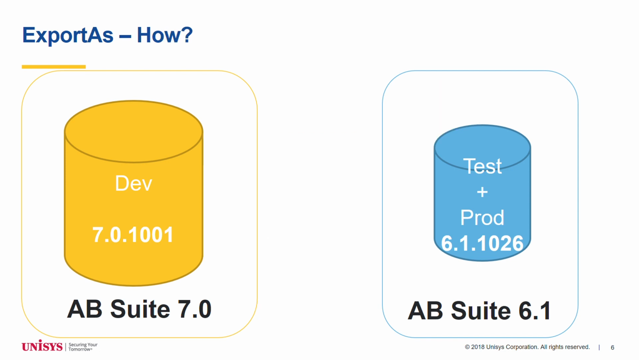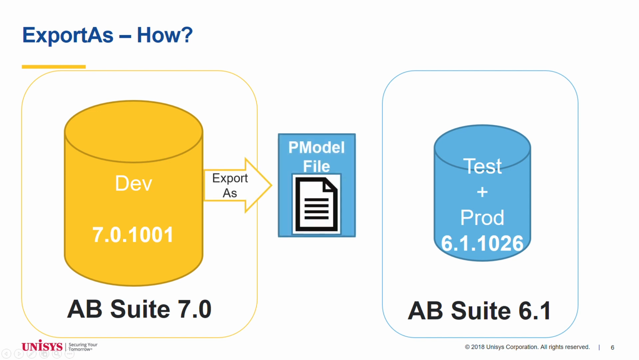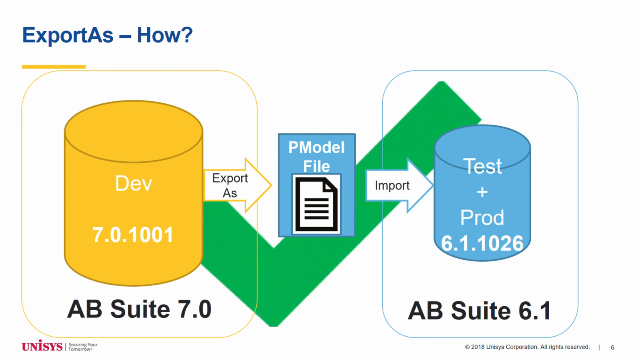How is this achieved, you might be asking? Using the new ExportAs feature in the AB Suite 7.0 release. ExportAs, as the name suggests, provides the ability to export an application on a newer release of AB Suite as a file that is import compatible with the previous release. That is, an application that has been upgraded to 7.0 will have the ability to port changes back to 6.1 using ExportAs.